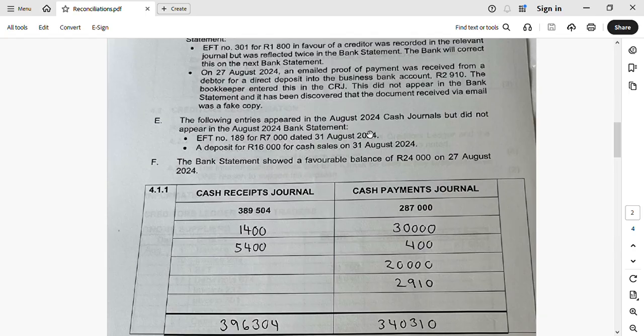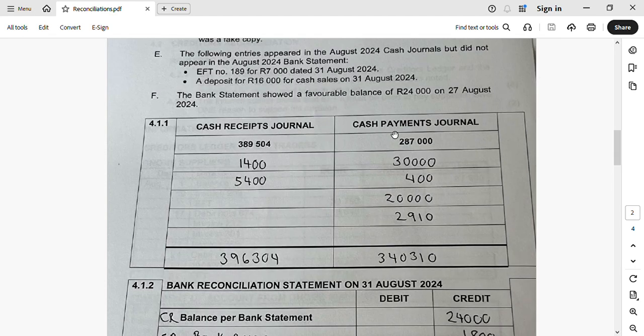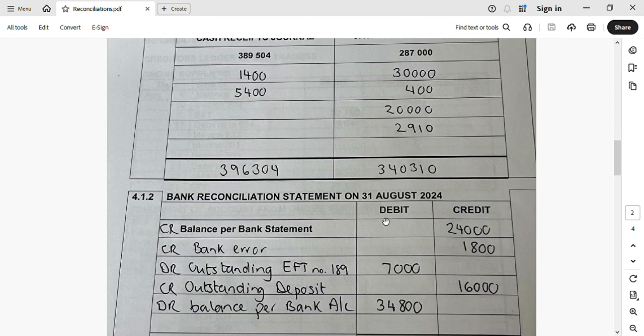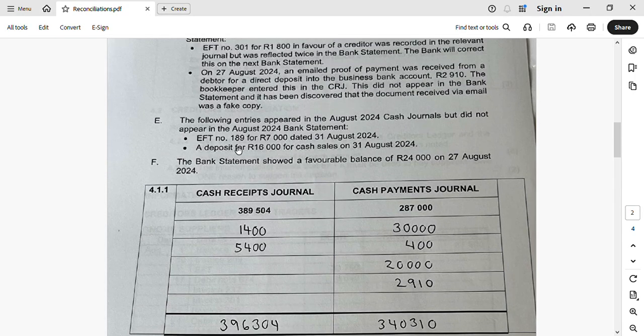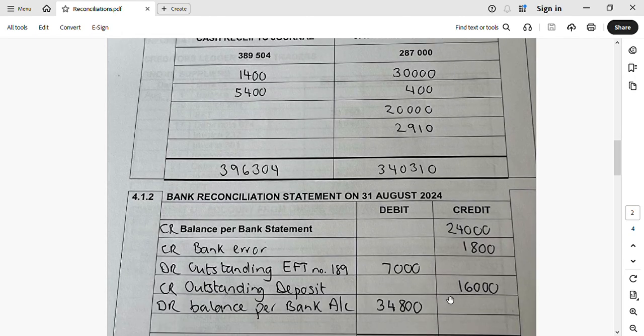The following entries appeared in the August cash journals but did not appear in the August bank statement. So if they're in our journals and not the bank statement, then you're going to record these in the bank reconciliation statement. The first one is an EFT. If the bank processes that transaction, they're going to owe you less, so that gets recorded in the debit column. They then tell you that the deposit of 16,000 Rand for cash sales has also not been recorded. The bank owes you more money, so the outstanding deposit is going to come on the credit column here.